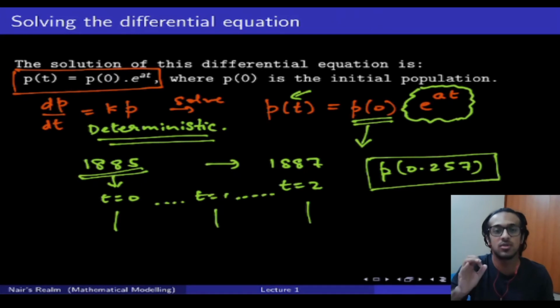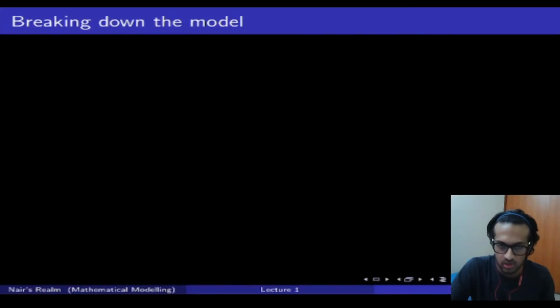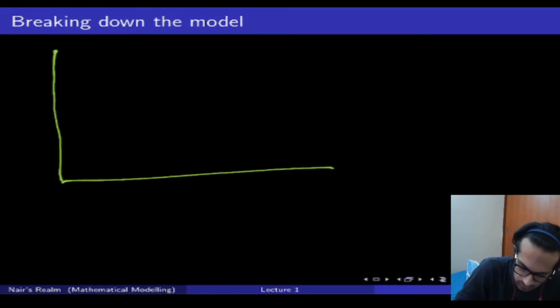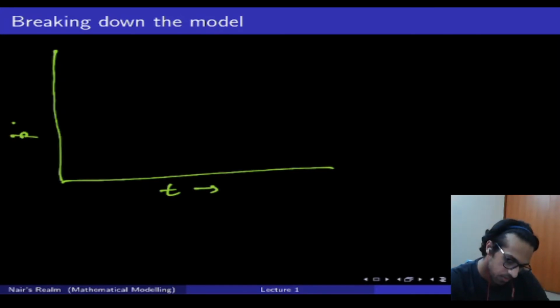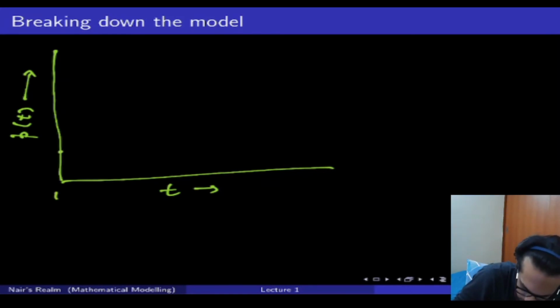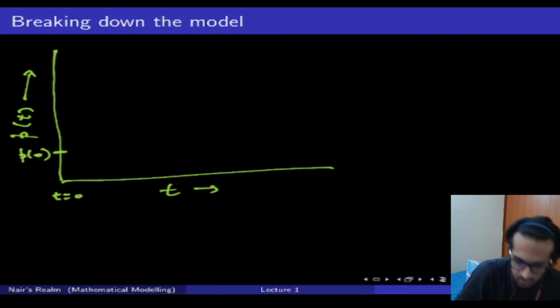Of course, this model was made under the assumption that there are no limiting factors. Cool. So now we're getting a rough idea of the model. So now let's just think about this model a bit more. If I were to draw a graph, let's say this is t, which is time, and this is p of t, which is the population. So let's say this is at t equal to 0, this point is p of 0.